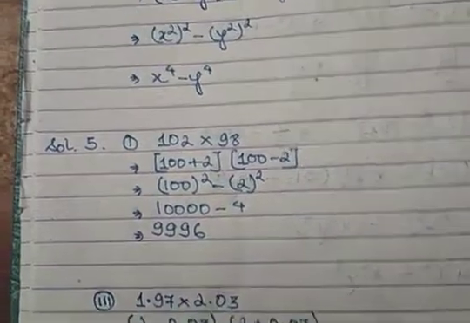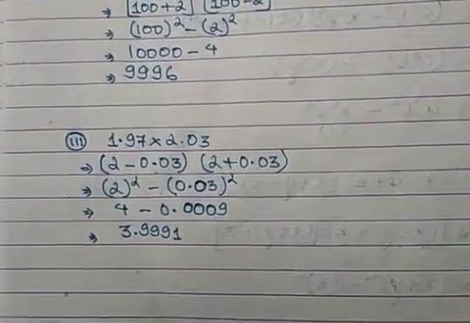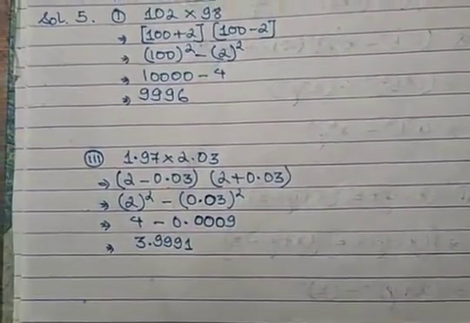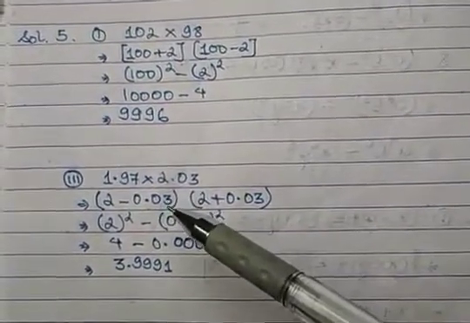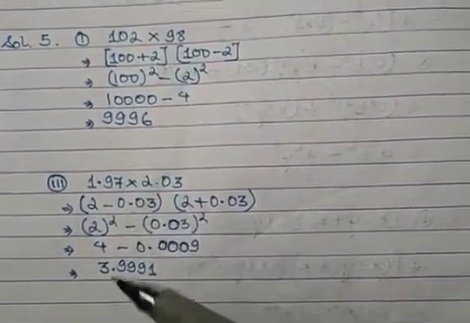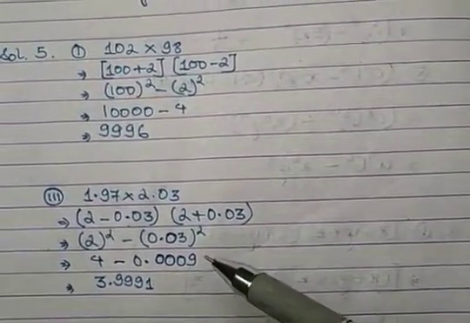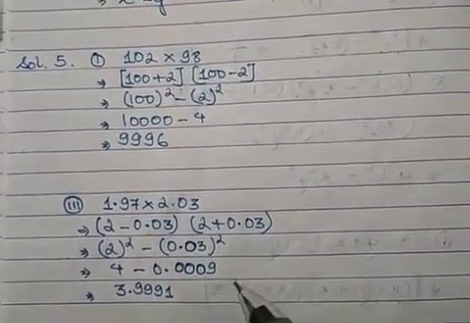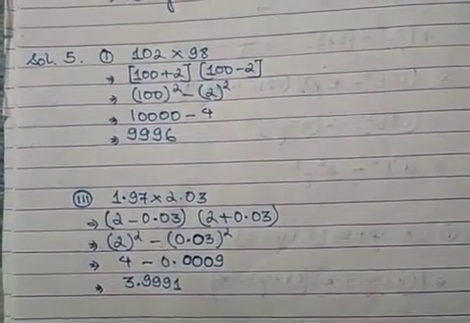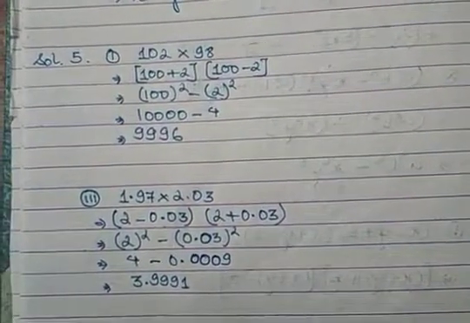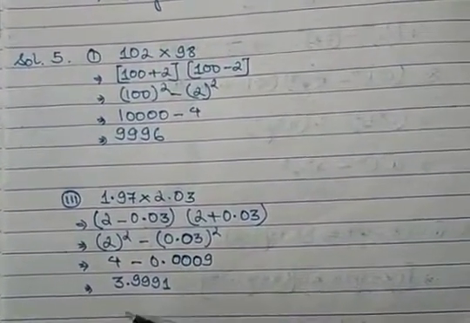Now I have one question I have done in decimal form as well. That is 1.97 into 2.03. Now this one, if you subtract 0.03 from 2, you will get 1.97, and if you add 0.03 to 2, you will get 2.03. See, every number given in your question will have some relation between themselves, each other. So that is how you need to approach the question. In that way it will be easier for you to handle the numbers as well.